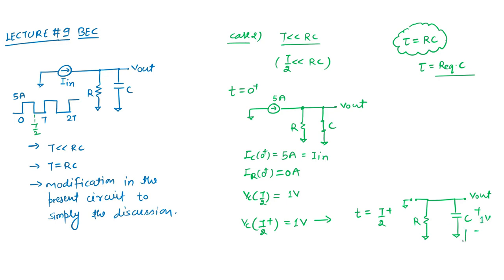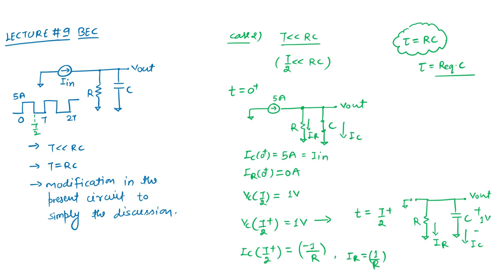The direction of current which we were considering this way, this is my IR, and here also this is IC. So what about IC at T by 2 plus? IC at T by 2 plus is nothing but minus 1 upon R, because 1 volt was stored in the capacitor. And IR is nothing but plus 1 by R, because 1 volt is stored till time T by 2. After that, between T by 2 to T my excitation is not available, so it will discharge also.